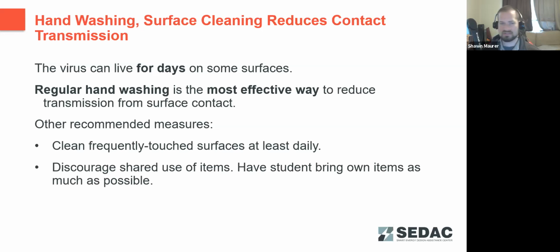Cleaning frequently touched surfaces at least daily: door handles, light switches, surfaces that are in regular contact with multiple people should be cleaned as frequently as possible, at a bare minimum at least daily. We have seen some schools set up a policy where they're doing that between classes. And then discouraging the use of shared items, having students bring everything they need to the classroom, pencils, scissors, all that kind of stuff, just reduces that potential again that somebody is ill, puts that virus on an item, passes it along to someone else.